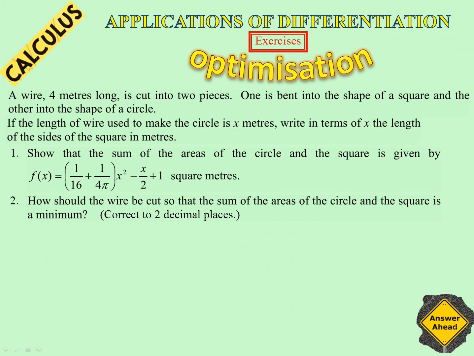Next question. Here we have another case of the wire being cut in two pieces with a square and a circle. We had one in Optimisation 2. So now first of all it says if the length of the wire used to make the circle is x meters, write in terms of x the length of the sides of the square in meters. Right, try it yourself.